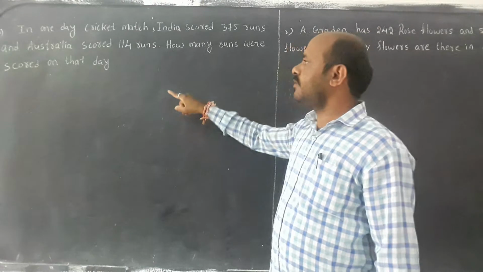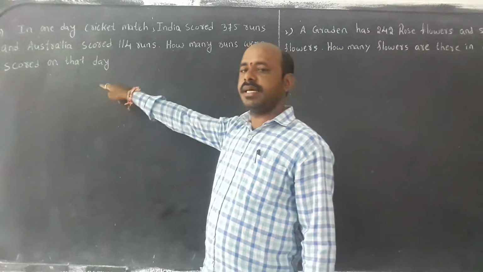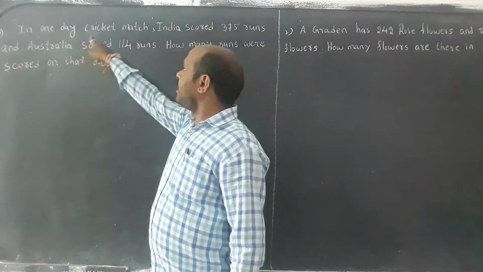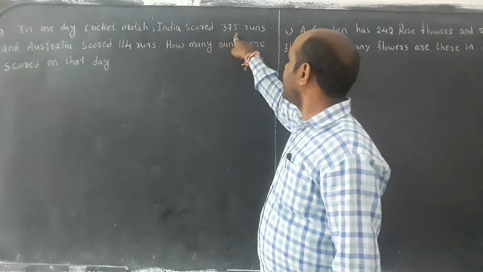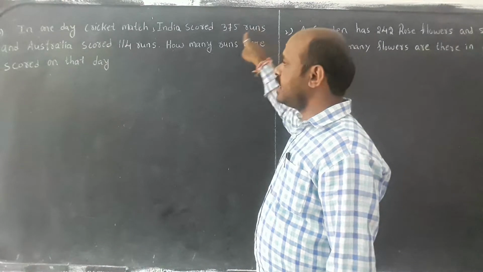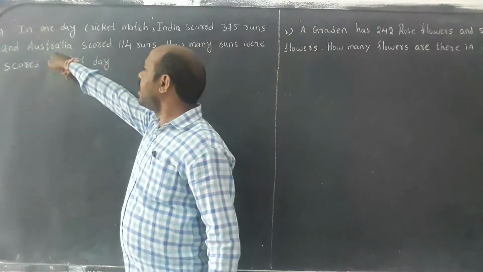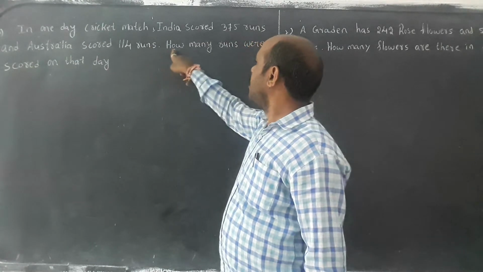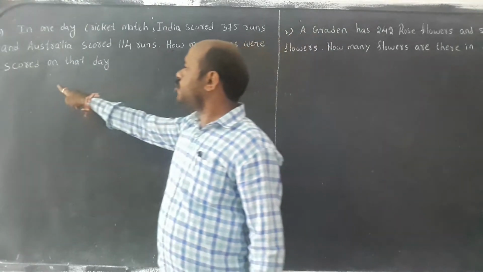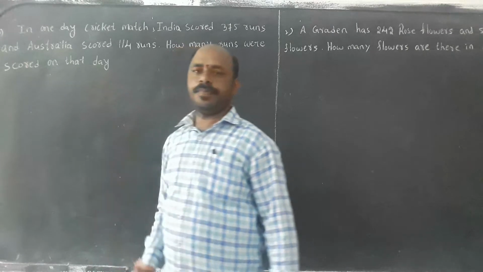See on the board once, I will read this one sum. In a one day cricket match, India scored 375 runs, and Australia scored 114 runs. How many runs were scored on that day?